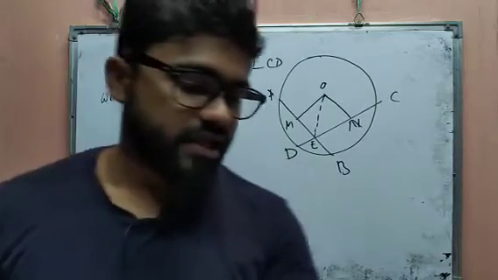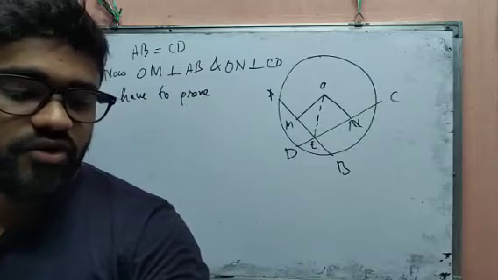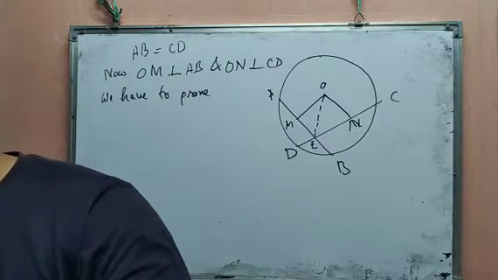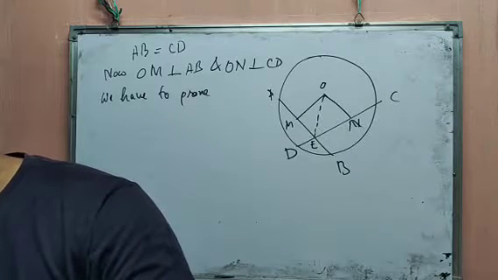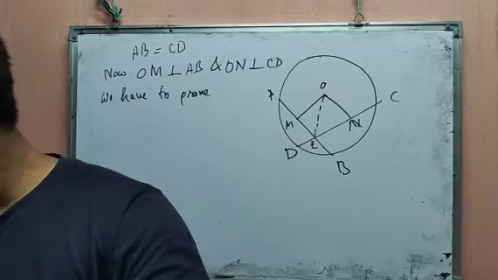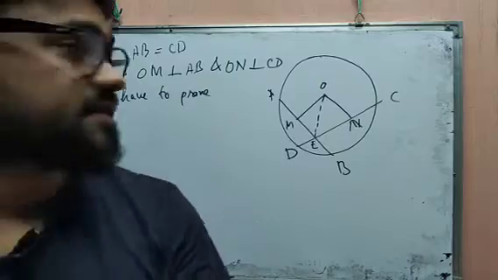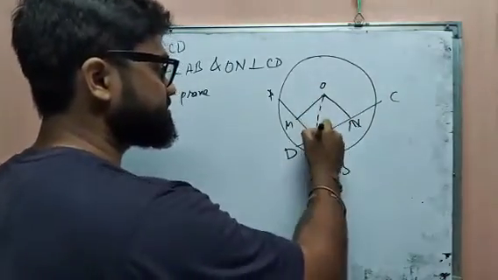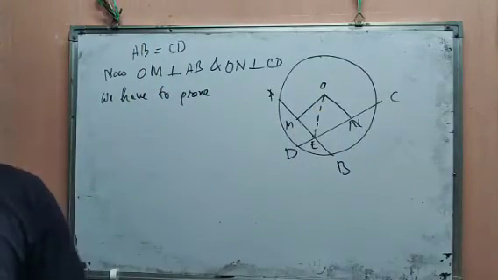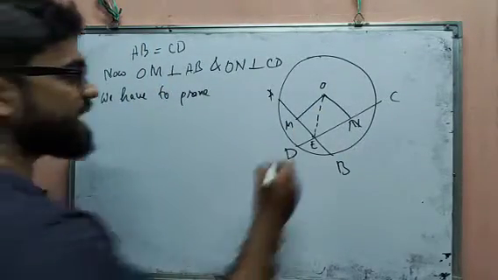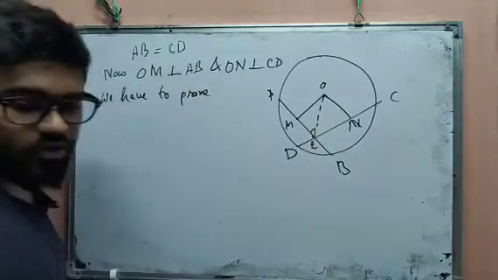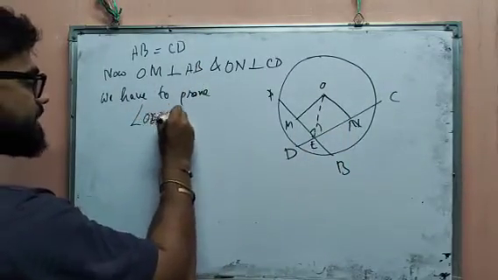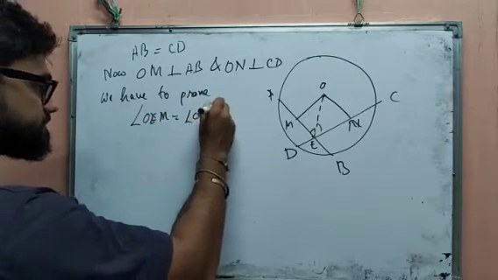We have to prove that the line joining the point of intersection to the center makes equal angles with the chords. This is the line joining the points of the center, and they are making equal angles. That is, we are asked to prove angle OEM equal to angle OEN.